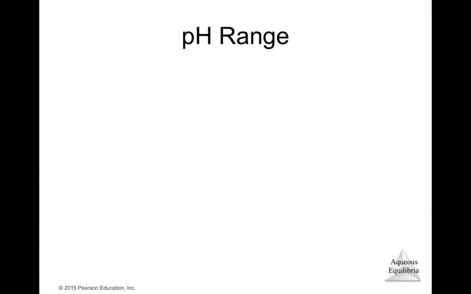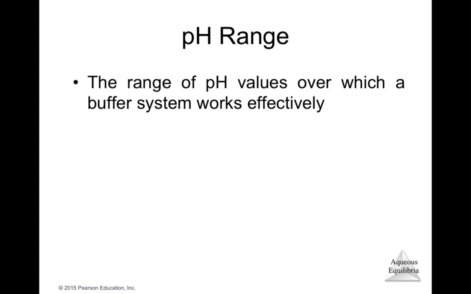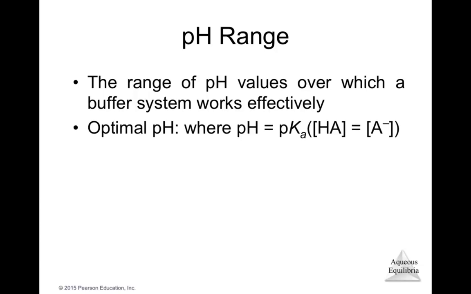So now let's talk about the pH range of a buffer system. The pH range is the range of pH values over which a buffer system works effectively. The optimal pH for a buffer solution is where the pH is equal to pKa, and that is when the concentration of the acid is equal to the concentration of the conjugate base. So the optimal pH is where the pH is equal to pKa.